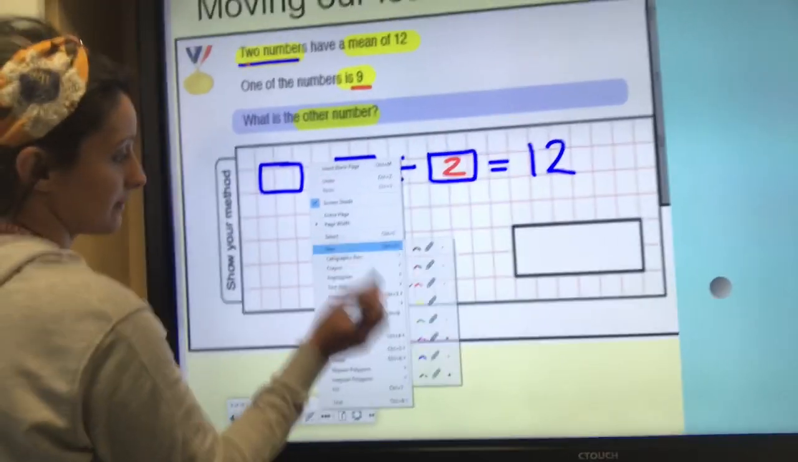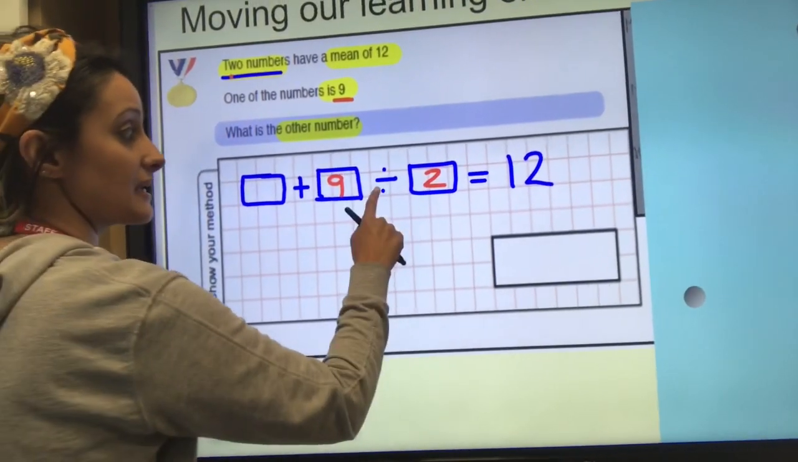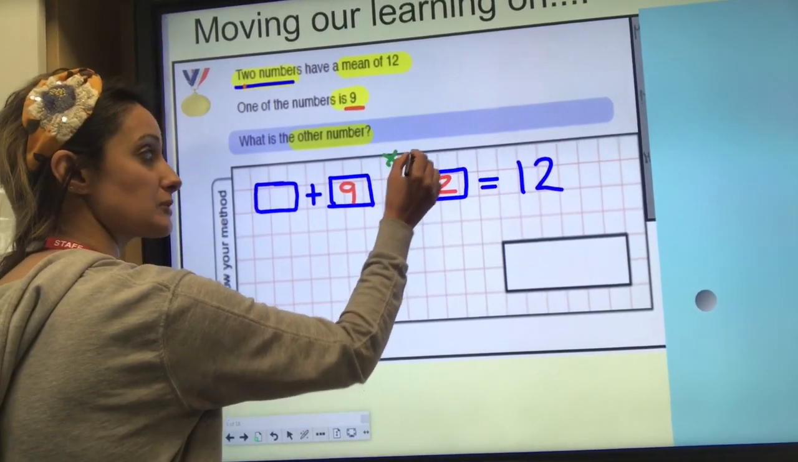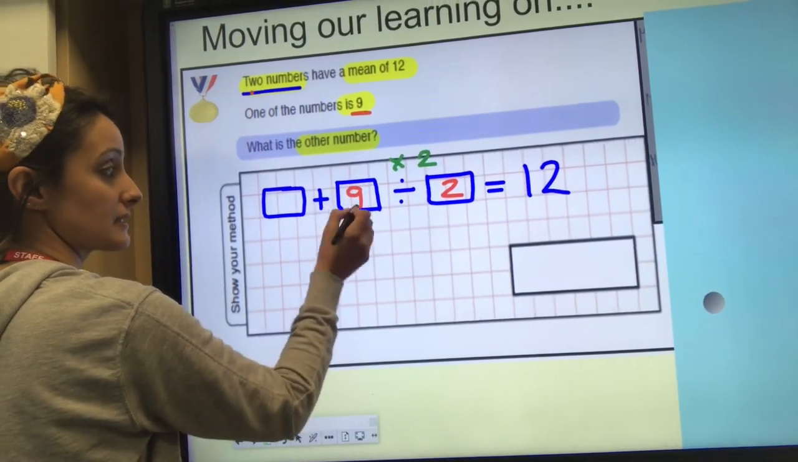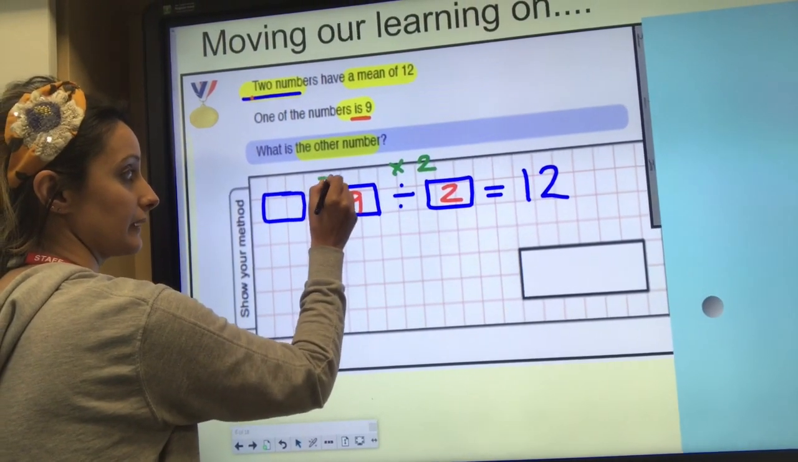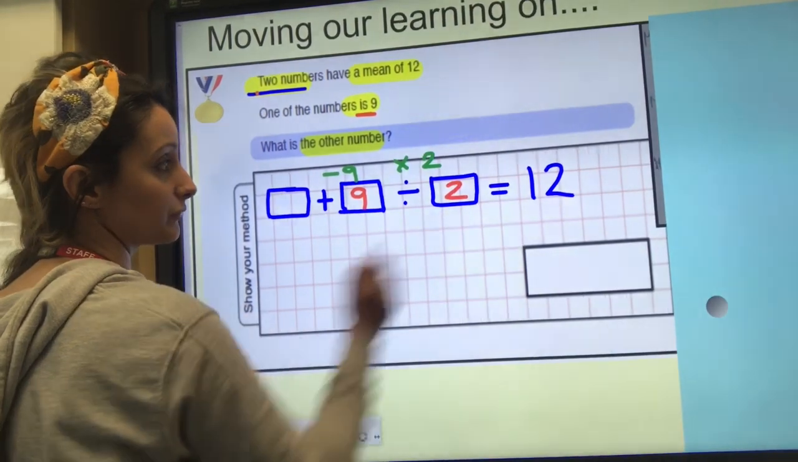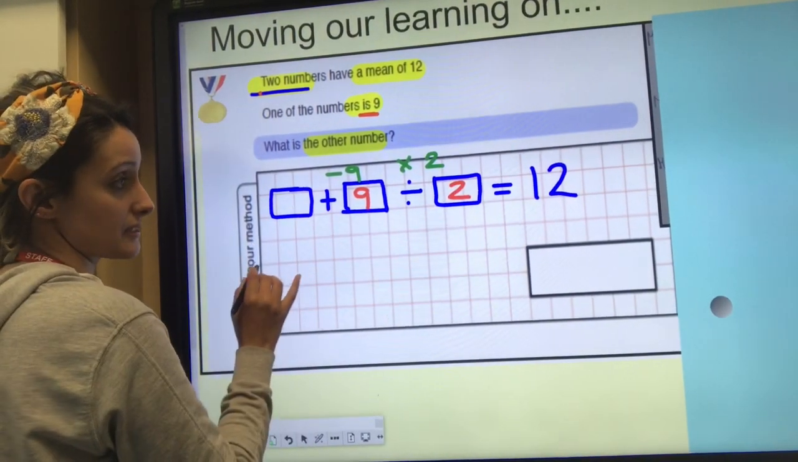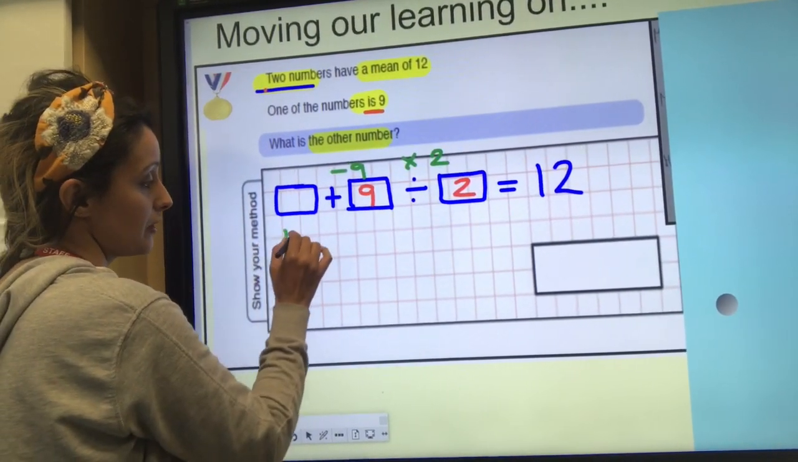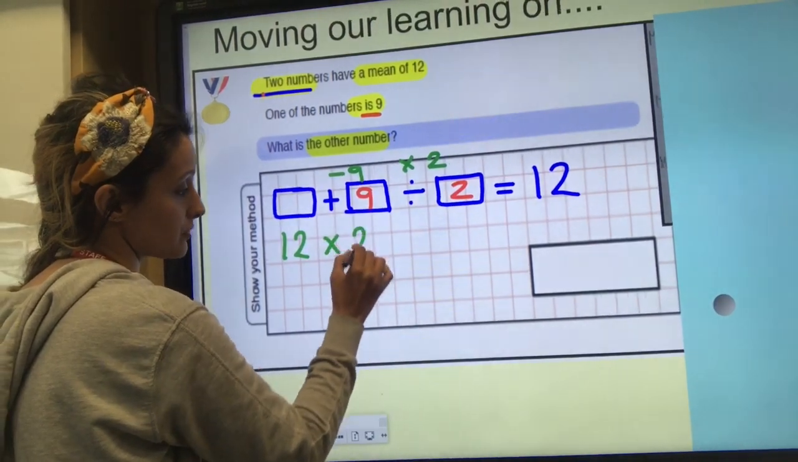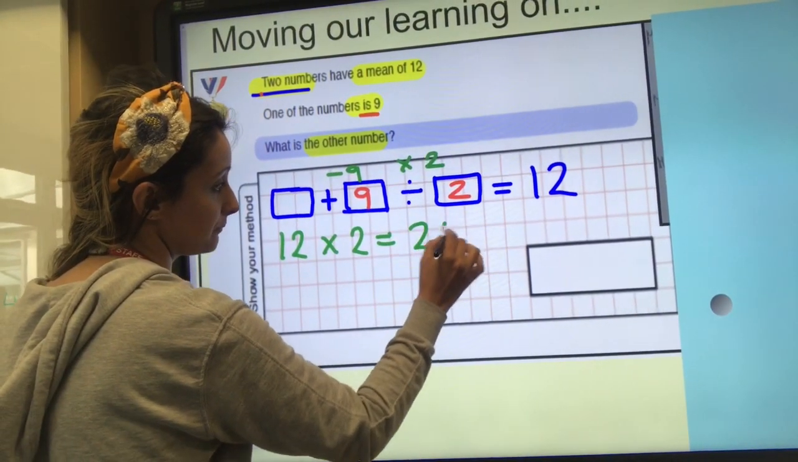Very nice, Mrs. Gale. Thank you. So instead of dividing by 2, I'm going to multiply by 2. Instead of plussing 9, I'm going to minus 9. Okay? And I'm going to start from 12. So I'll write the number sentences underneath so you can see exactly what I'm doing. So I'm going to do 12 times 2. So double 12 gives me 24.